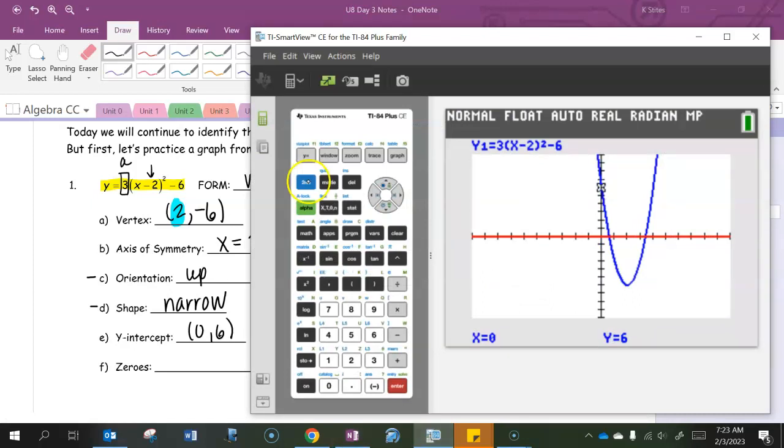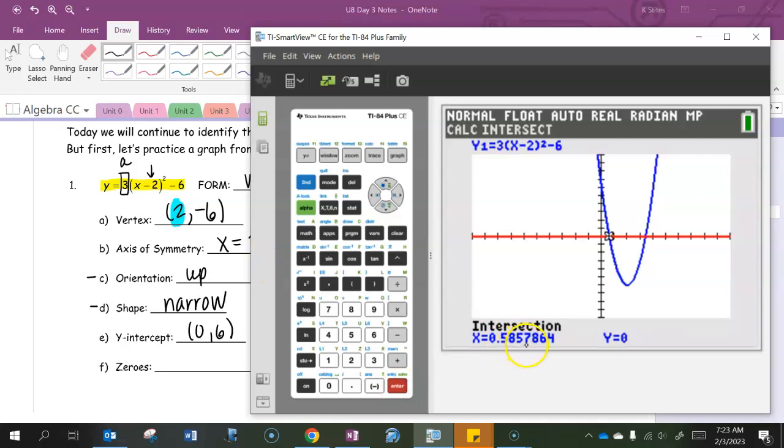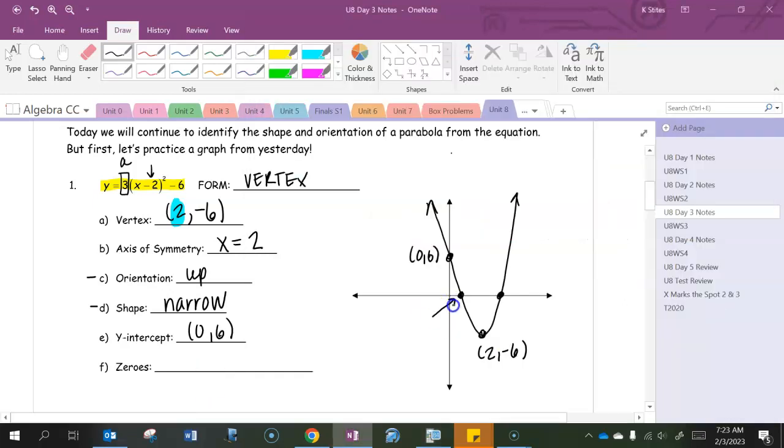So our zeros we're going to find doing second trace 5. Move your cursor over to your first 0 and then enter, enter, enter. So this is going to be 0.59, 0. Watch your rounding. Make sure you label it on your graph and on the line.